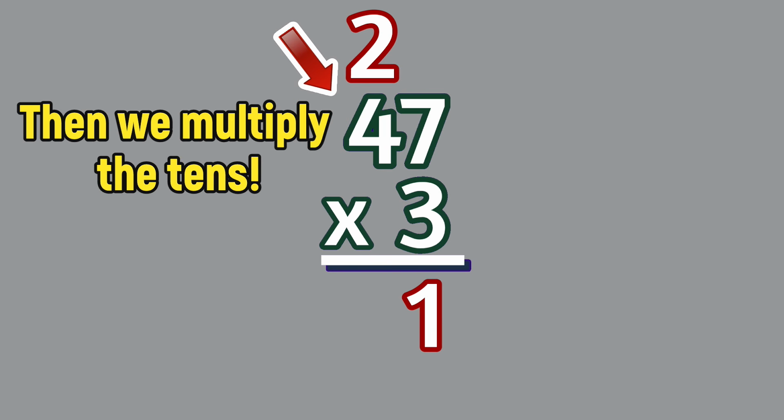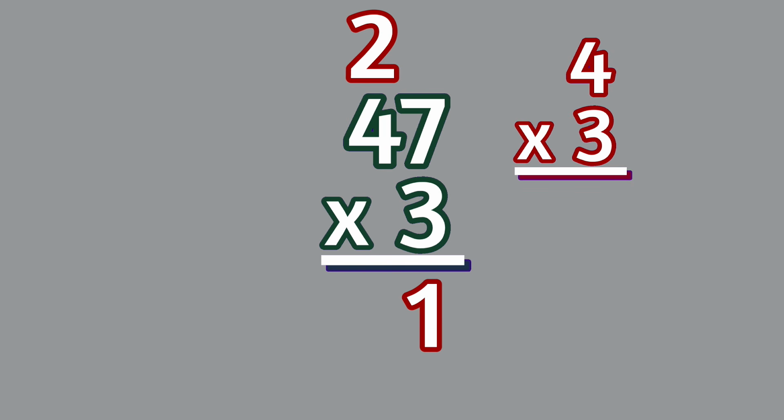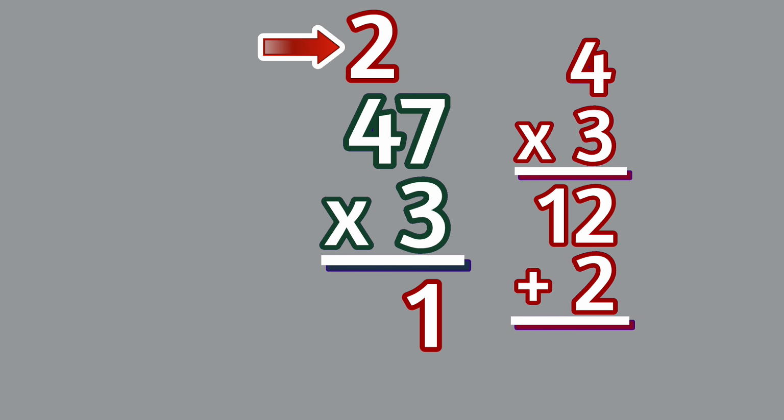Then we multiply the tens. 4 times 3. What is 4 times 3? 12. Yes, but we have this number 2 that we carried over from 21 when we regrouped. All we do is add that 2 to the tens answer we got. That gives us 14, because 12 plus 2 equals 14.